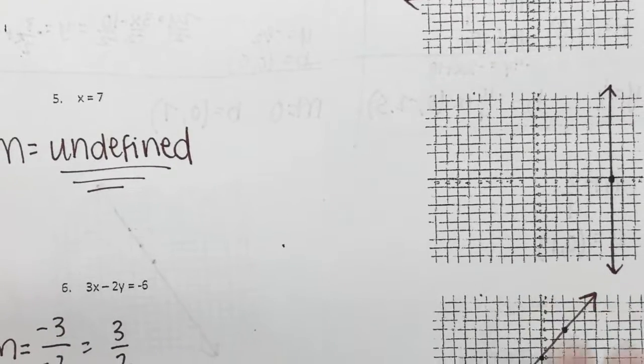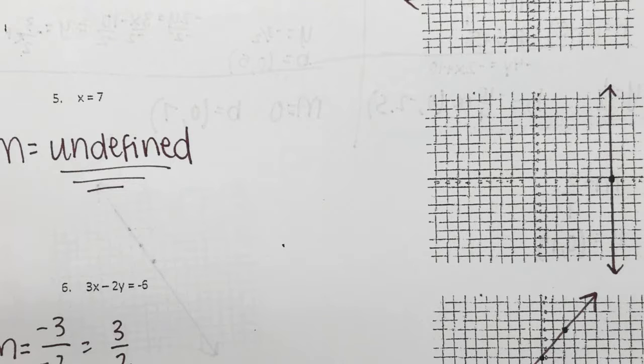Alright, go ahead. It says x equals 7, and so it's asking for 7 on the x-axis. Therefore, it doesn't give you a y-intercept, so there's not one. So it's just a vertical line. Good. How'd you know the slope was undefined? Because it's a vertical line. Very good.